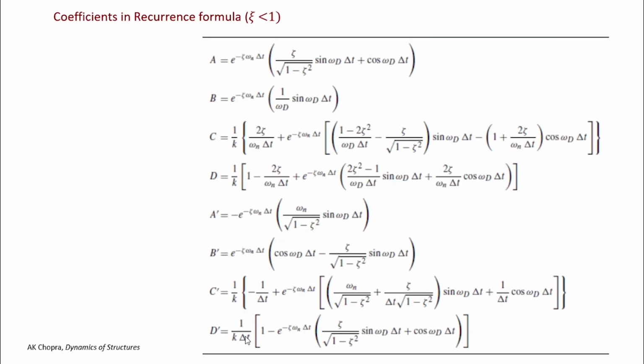And if delta t, that is the time step, is constant at each time instant, then we have to evaluate these coefficients only once. Otherwise, we need to evaluate them for different values of time steps. So in most cases, we will be using a constant time step, so we need to evaluate this only once.